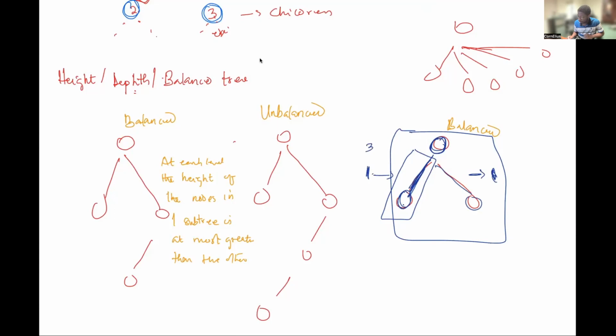Assuming this was 3 and this was 1, if you subtract 1 from 3, it's 2. That is an unbalanced tree. So for a balanced tree, when you calculate the height here and the height here, the difference can be at most 1. That's what we call a balanced tree.